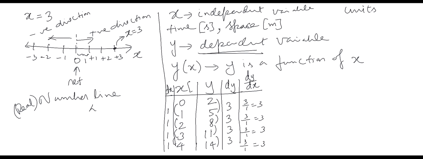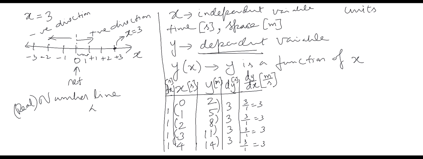this could be seconds, and this could be, for example, a displacement in meters. Then this quantity is in seconds, and this quantity is also in seconds, and this will go to units of meter per second. Is it okay? Yes.